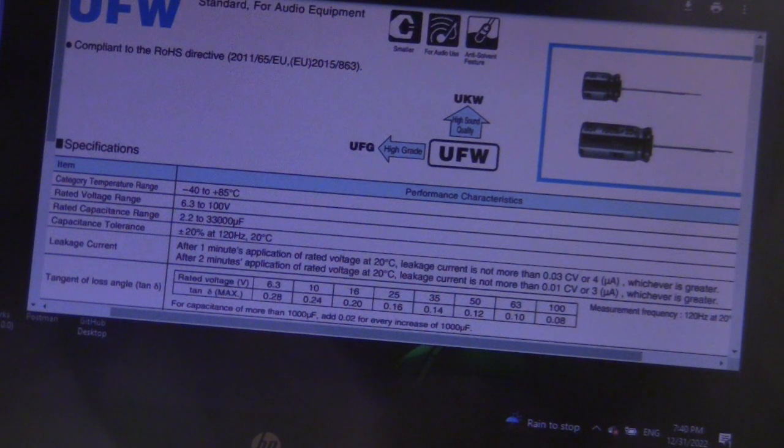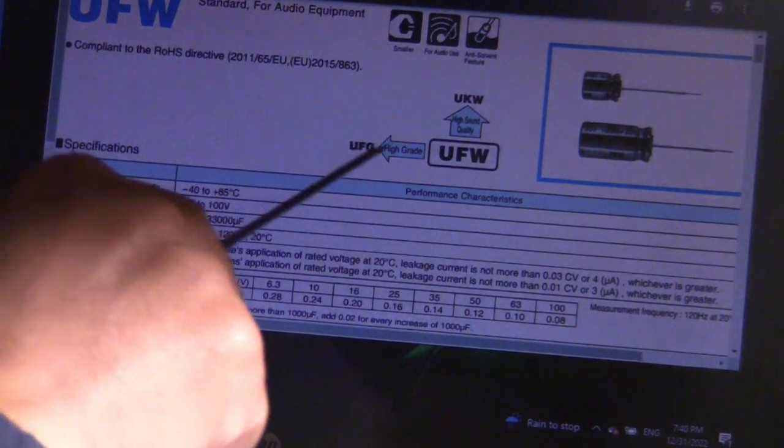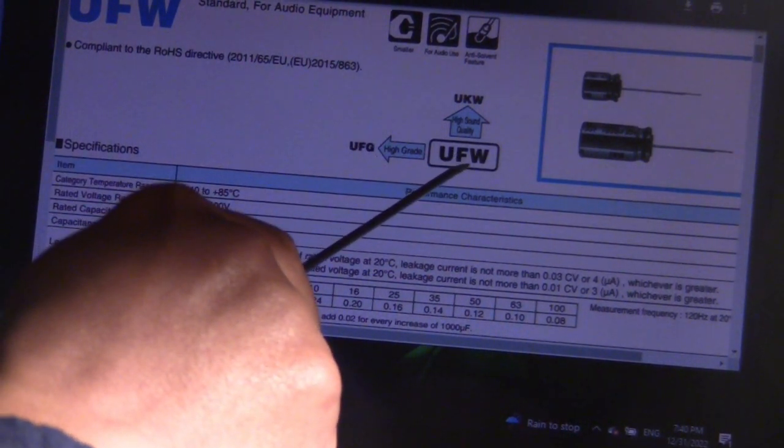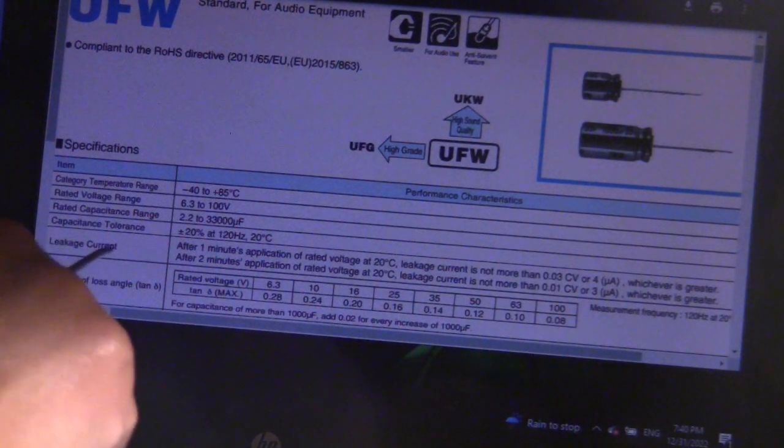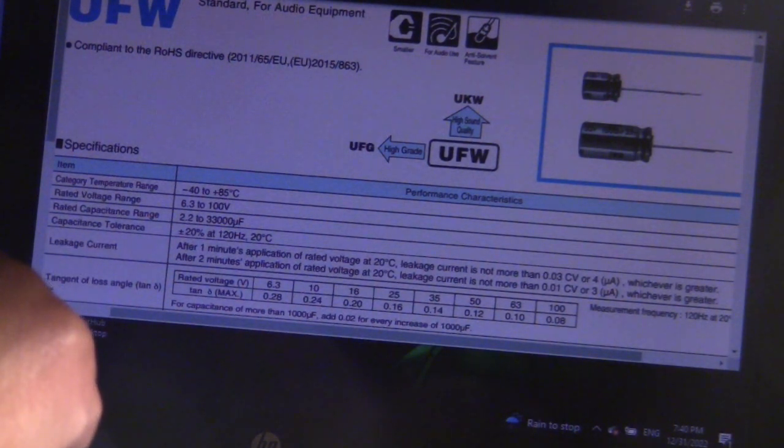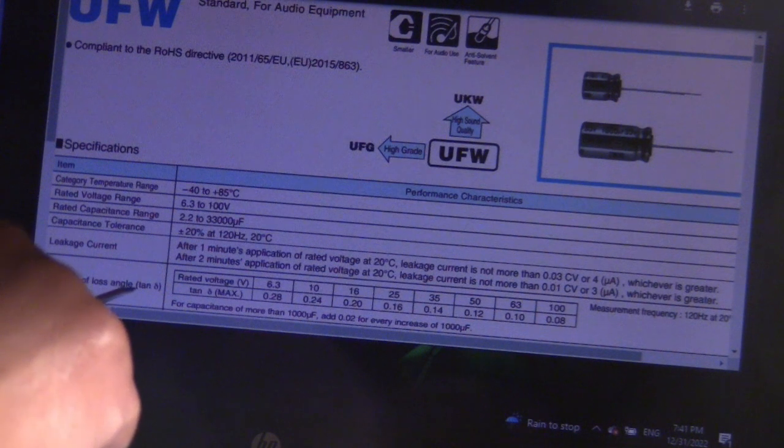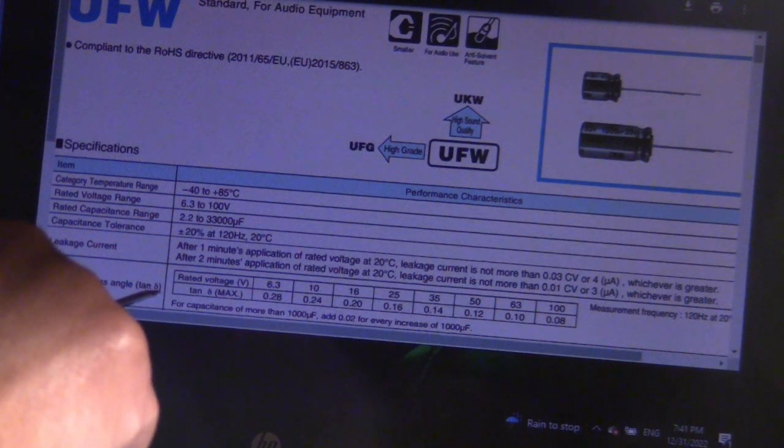Personally, my ear probably would not be able to identify that, but I believe Nichicon is a manufacturer with a very good reputation. If they say good, they do have something there, not just put it in the label and trick your money. But in the UFW, there's one line over here, leakage current. And the other line is tangent of loss angle, tangent theta.